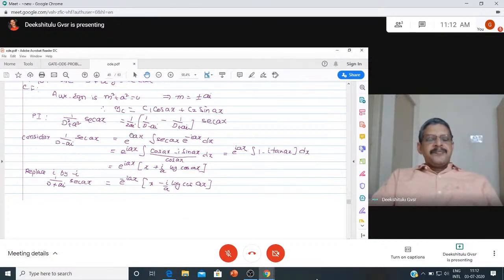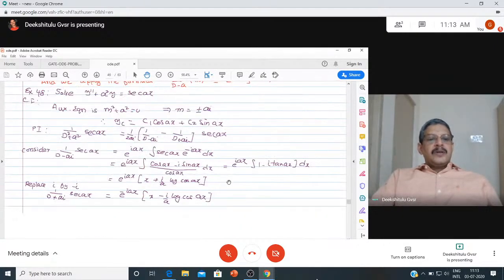So this is a nice tool when we have complex functions, imaginary parts. You need not do both the integrals. Simply replace i by minus i, and things will be very simple. When you replace i by minus i, they are called complex conjugates. When you replace i by minus i, this becomes 1 by D plus ai secant ax. So this becomes e power minus iax times x minus i by a log cos ax. So this is what we have.